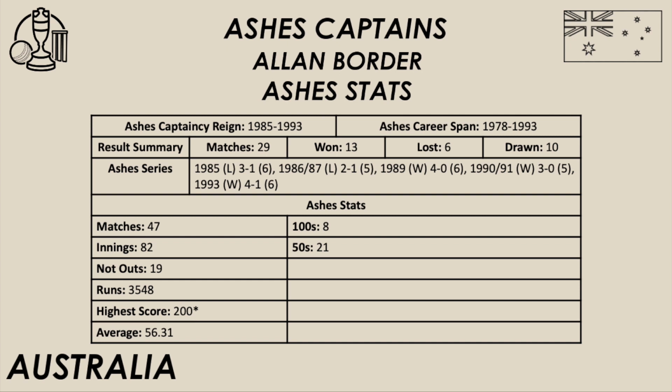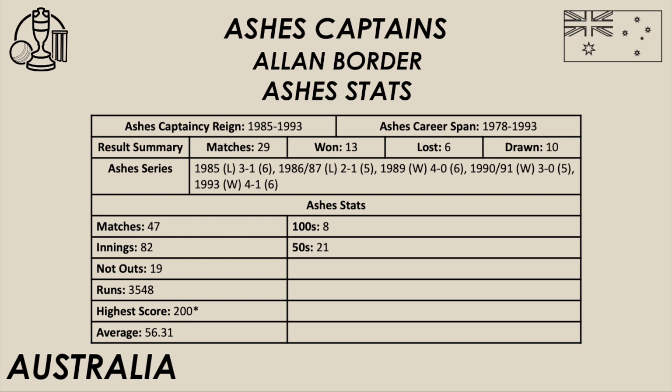He became Australia's 38th Test captain, taking over from Kim Hughes, who resigned during the 1984-85 Test series against the West Indies. His Ashes captaincy reign spanned from 1985 to 1993 and led Australia in 5 Ashes series. In that time, he led Australia to 3 Ashes series victories in 1989, 1990-91 and 1993. He lost 2 series in 1985 and 1986-87. In 29 Tests, he won 13, lost 6 and drew 10.